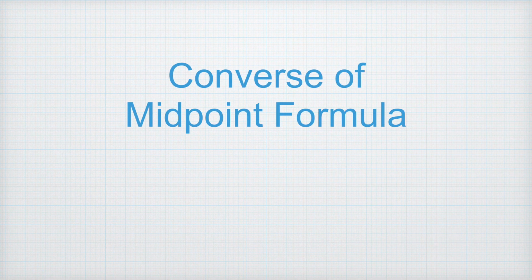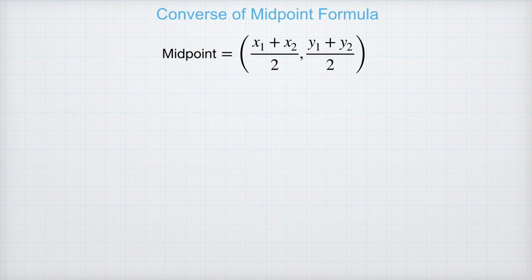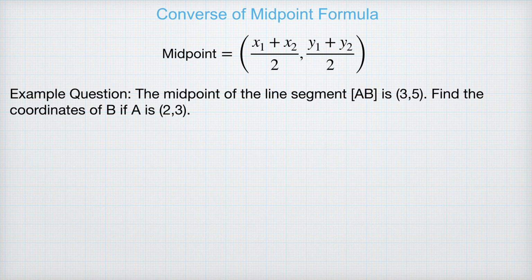We will take a look at the converse of the midpoint formula. If the midpoint of a line segment is known, then an unknown quantity within a coordinate can be found. Example question. The midpoint of the line segment AB is 3, 5. Find the coordinate of B if A is 2, 3.